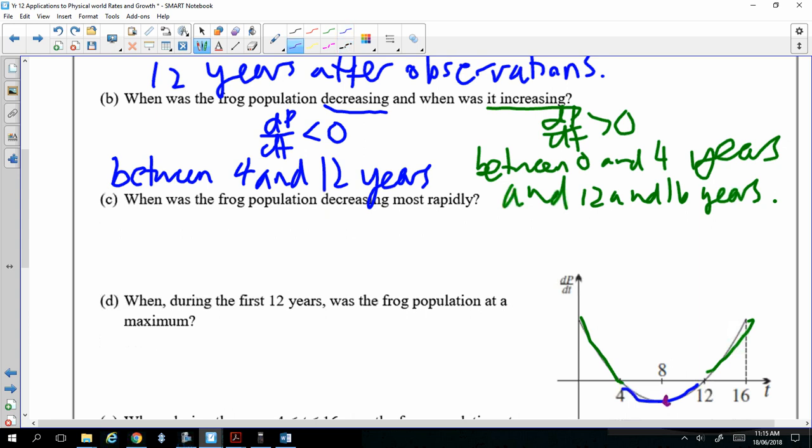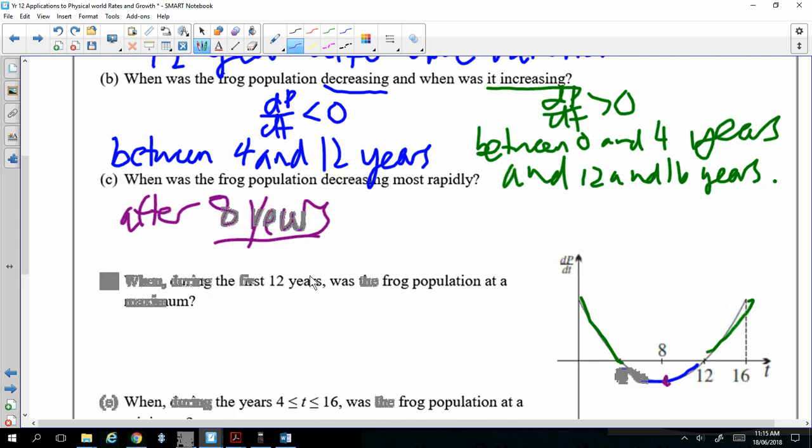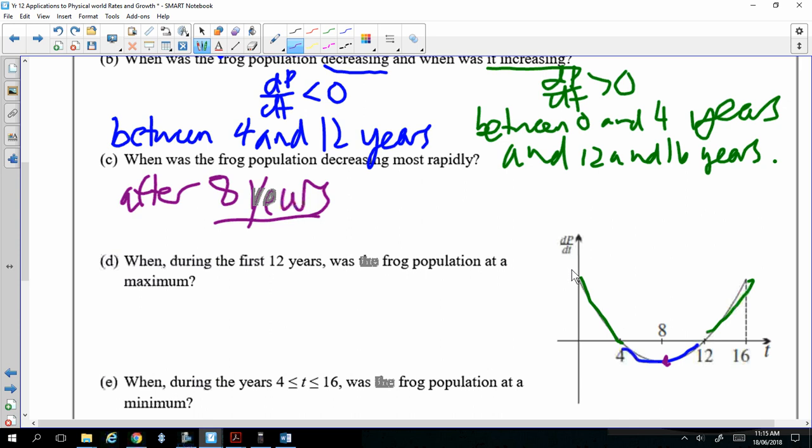And when during the first 12 years was the frog population at a maximum? This requires a bit of thinking. Think of the frog population increasing in the first 4 years, isn't it? Right, and after that it starts to decrease. So therefore, the maximum population must occur at 4 years, because it's increasing here and then decreases. Does that make sense? So after 4 years, it starts to decrease, so before it decreases must be the maximum population.